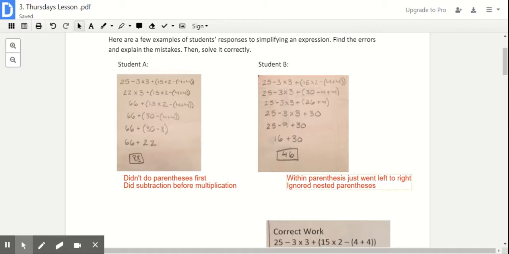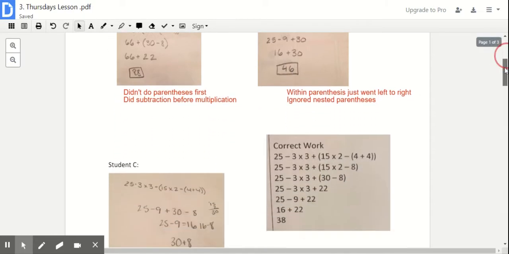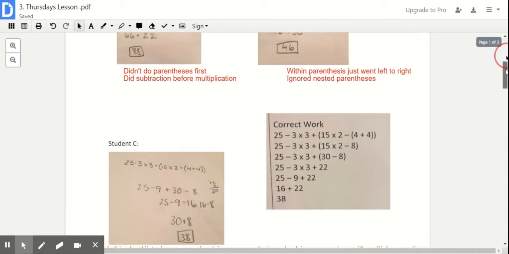So this is what they're doing wrong. Within parentheses, they just went from left to right and then they ignored the nested parentheses, which is why, again, their work is incorrect and it led them to the wrong answer. Okay, now let's look at student C.